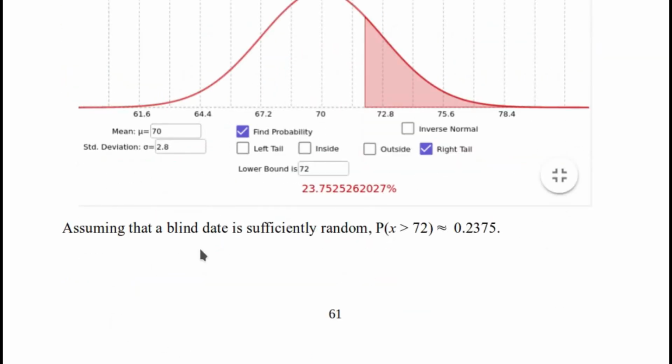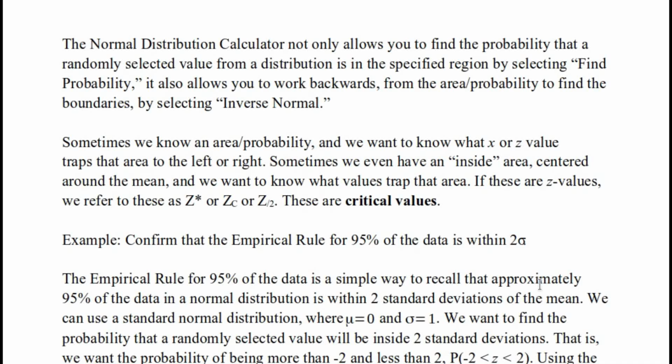Assuming that a blind date is, in fact, sufficiently random, the probability that a randomly selected male blind date would be over 72 inches is about a quarter. The normal distribution calculator not only allows us to find the probability that a randomly selected value from a normal distribution is in the specified region by selecting Find Probability, it also allows you to work backwards from an area or a probability to find the boundaries by selecting Inverse Normal.